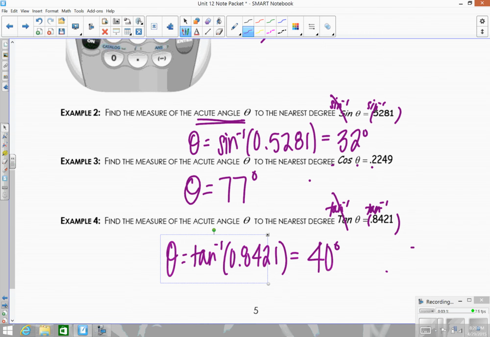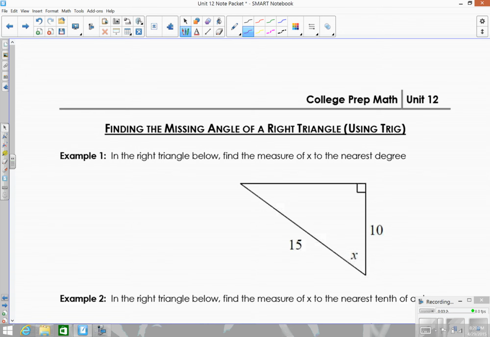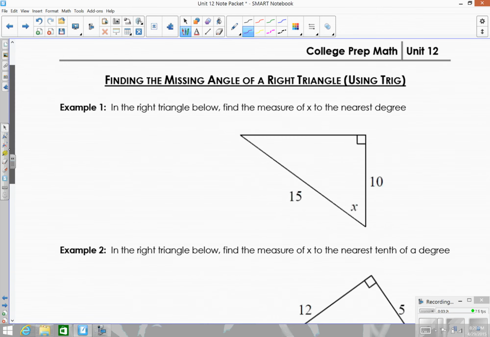Now let's look at how this is actually used in problems, because when will we end up with a situation like this is what we're asking ourselves. On the next page, we have some problems where we go back to those right triangles. The difference is now we're looking at finding the measure of the angles. In the previous lesson, we looked at finding the measures of one of the sides, and we were always given one of the acute angles. In this case, we're trying to find the angle.